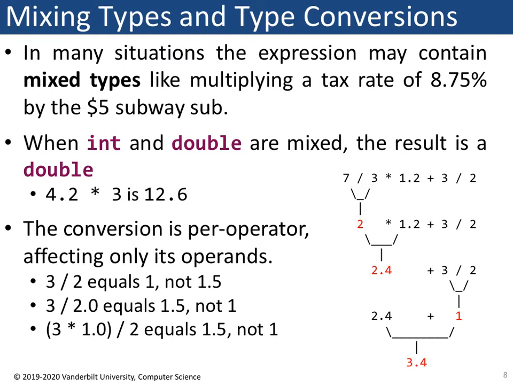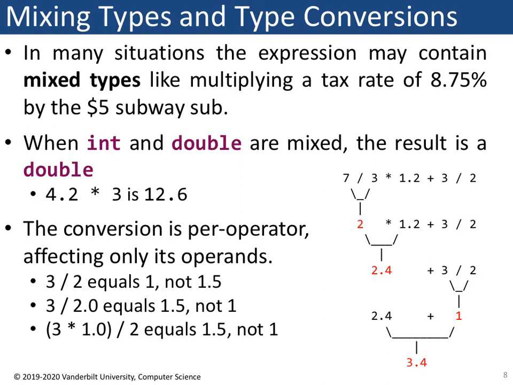If we had expected this expression to be evaluated entirely as a double, so 7.0 divided by 3.0 times 1.2 plus 3.0 divided by 2.0, then we would have gotten the wrong result, because we did not expect and understand that the division of 7 divided by 3 and 3 divided by 2 would occur as integer division, and therefore the remainders would be chopped off. So 3 divided by 2 equals 1, not 1.5.